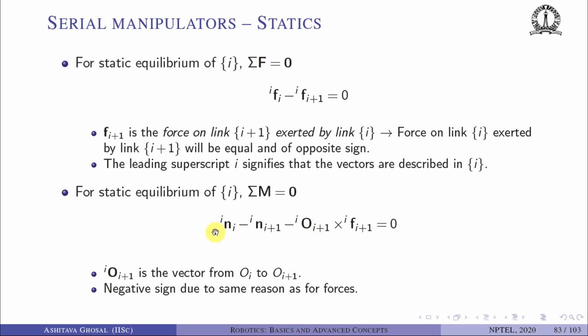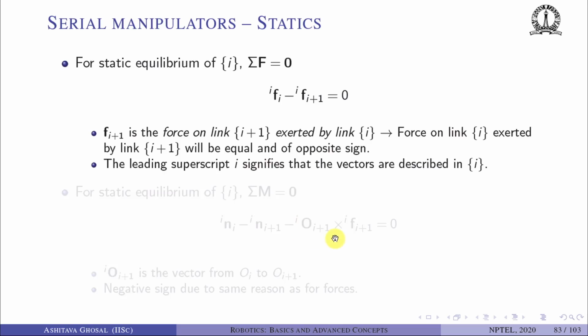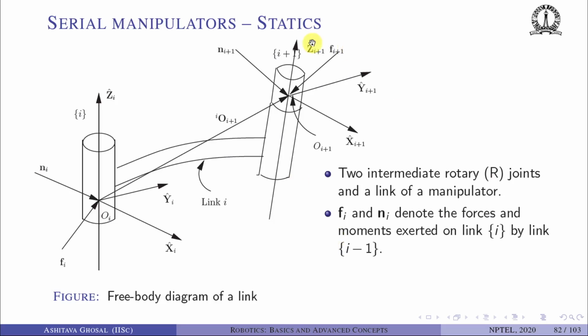So what is the moment on link i from link i-1? That is N_i. N_{i+1} is the moment acting on link i+1 from link i. So an equal and opposite moment will act on link i, which is this term. And then we have the r cross F term. So basically a moment generated by this force F_{i+1} at a distance O_{i+1}.